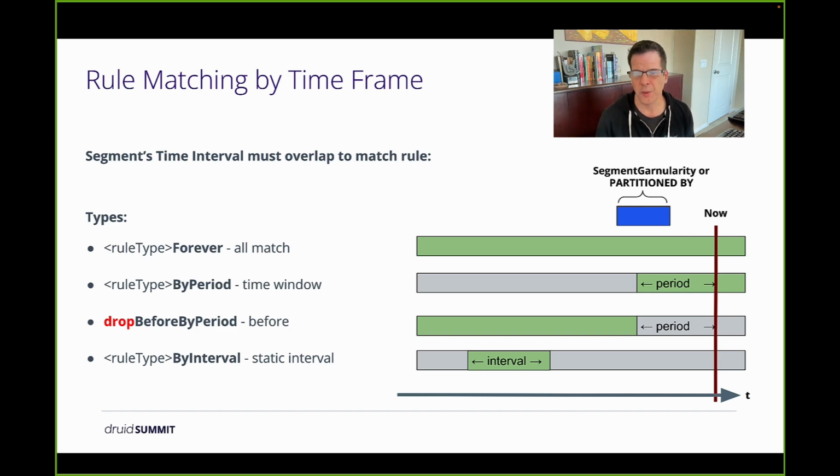And then by interval, where you have static intervals, the portion of the timeline that matches is defined by a start and an end. So if the start and end of the rule match or overlap in any way with the start and end of the segment, it'll match the rule.